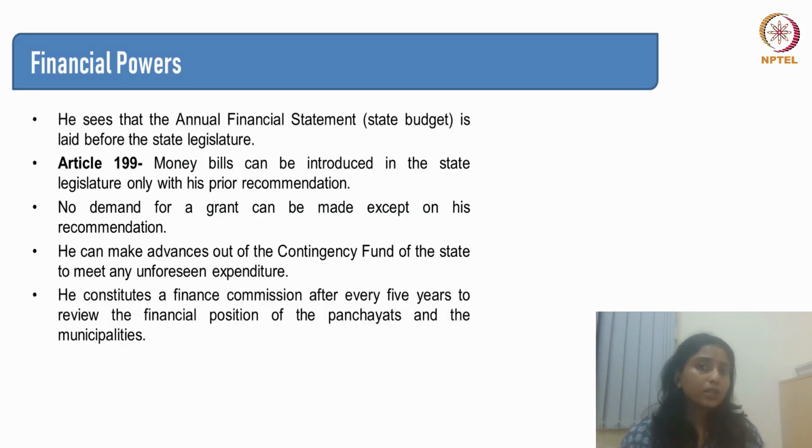Moving on to the financial powers of the governor. These are pretty self-explanatory. So firstly, he'll ensure that the annual financial statement, which is the state budget, is laid before the state legislature. Secondly, as per Article 199, money bills can be introduced in the state legislature only with the prior recommendation of the governor. No demand for a grant can be made except on his recommendation.